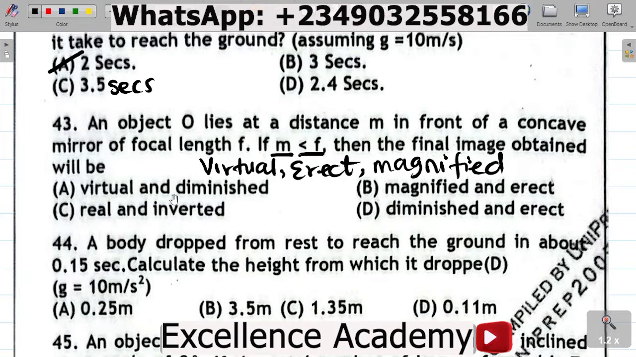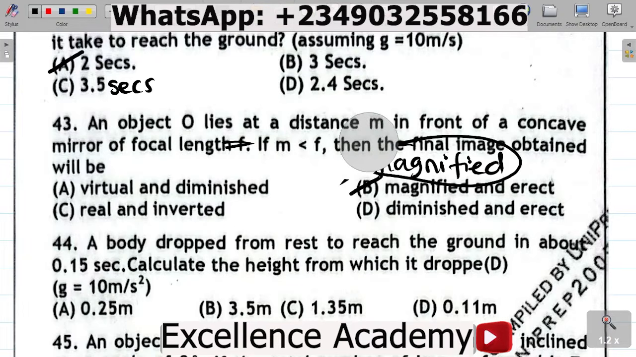This one says virtual and diminished. No. This one says magnified and erect. Yes, B works. C says real and inverted. No. This says diminished and erect. So the correct answer would be B, magnified and erect. It matches magnified, it matches erect. But take note that it can also be virtual too. All right, but let's take B, magnified and erect. That's the correct answer.